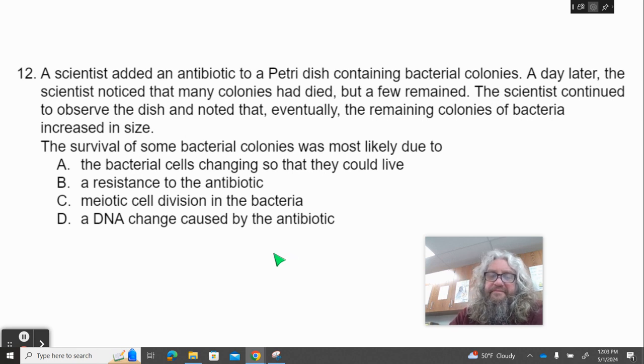Number 12, the scientists added an antibiotic to a petri dish containing bacterial colonies. A day later, the scientists noted that many of the colonies had died, but a few remained. The scientists continued to observe the dish and noticed that eventually the remaining colonies of bacteria increased in size. The survival of some bacterial colonies was most likely due to A, the bacterial cells changing so that they could live, B, a resistance to the antibiotic, C, meiotic cell division in the bacteria, or D, a DNA change caused by the antibiotic.